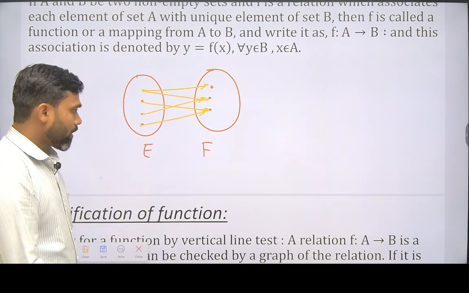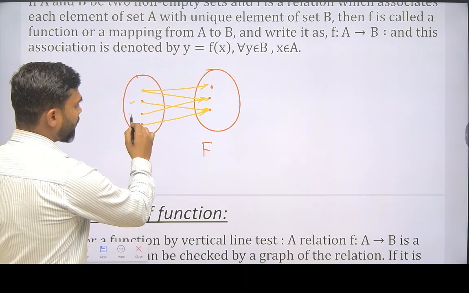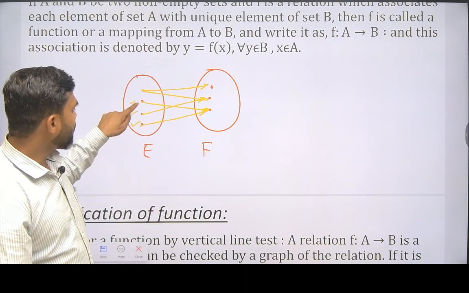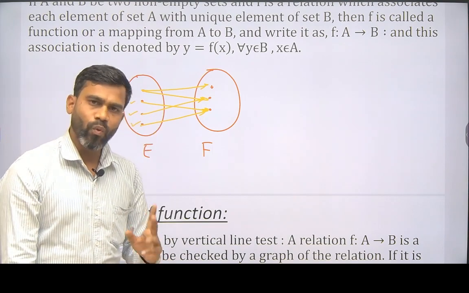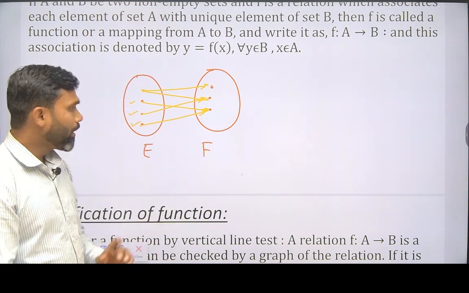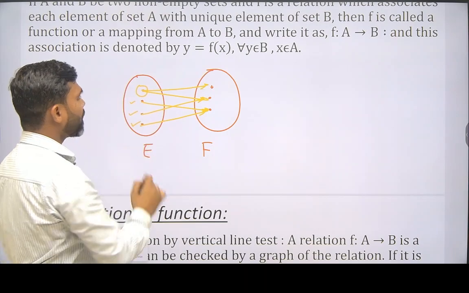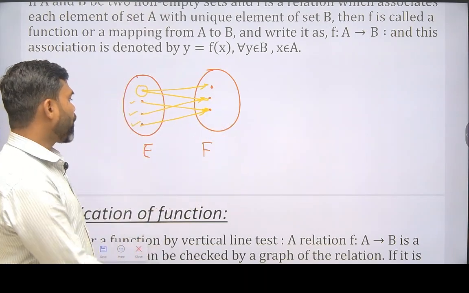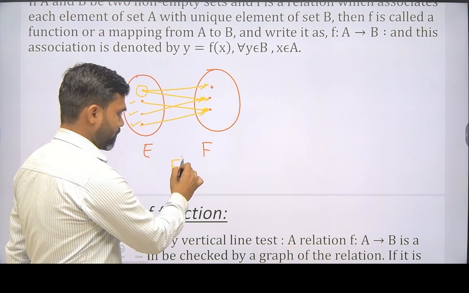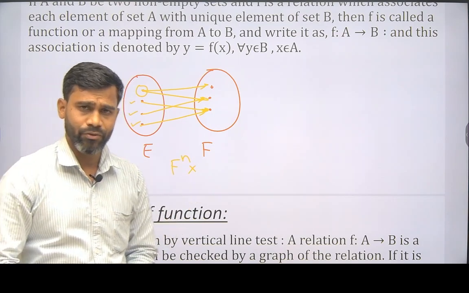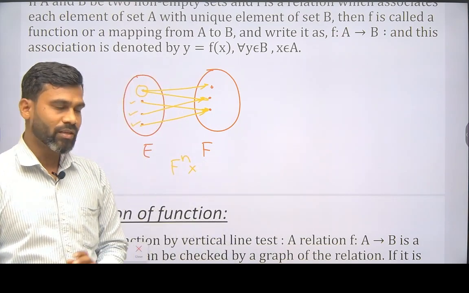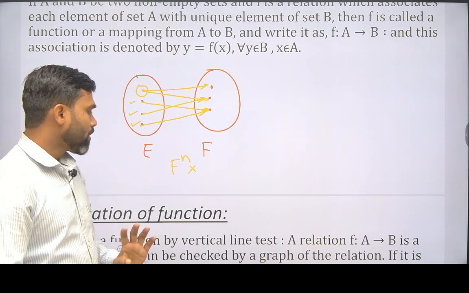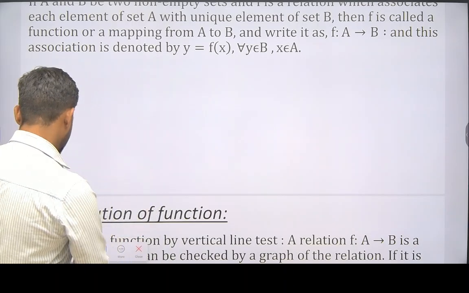Now, for this element and this element and this element, we don't have any problem, right? Because these three elements are mapped with exactly one element in set F. But here, if you see, this element is mapped with two distinct elements, right? So this won't be a function. So I hope it is clear. So that is how we can identify whether the given relation is a function or not. Okay, let us move ahead.